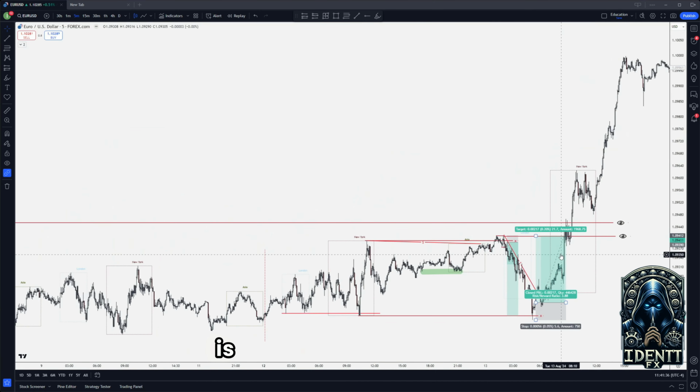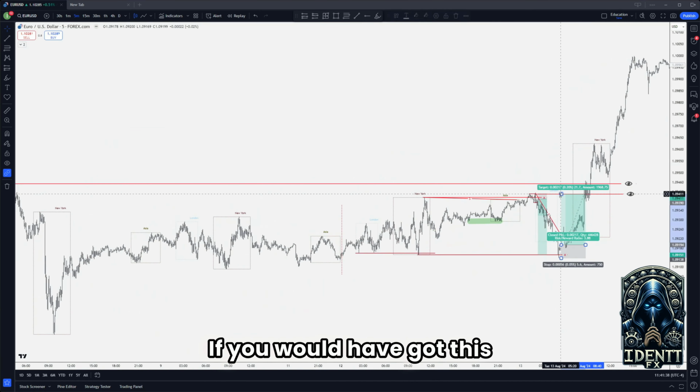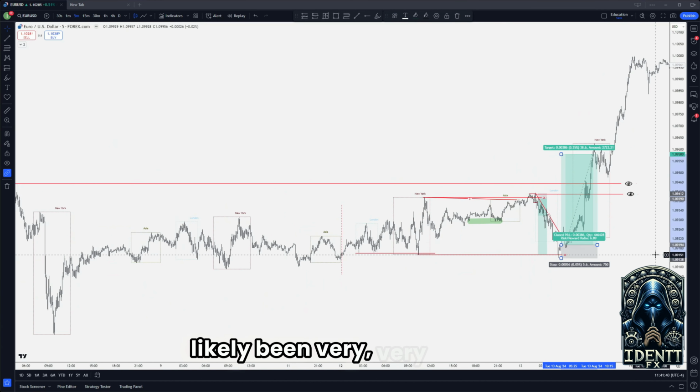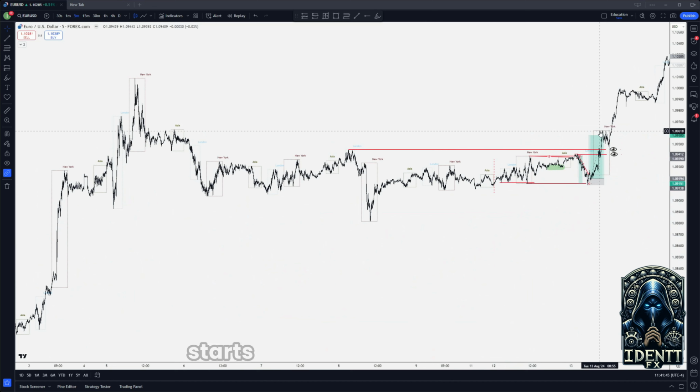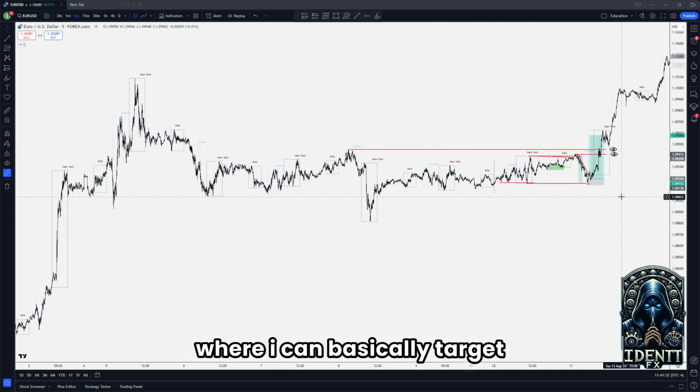So here, for example, we would have profited very easily. And then the day is probably over for you. If you would have caught this entire move, you would have likely been very happy. But overall, I would call it a day. As soon as I see that price starts to range above this, I'm not expecting a second major run in the New York session where I can basically target the other end, right?